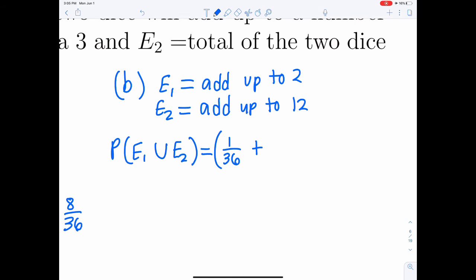And to get 12, there's only one way I can do that as well, if you think about it. I can have 6 and 6. So there is only one way to do that as well. So that gives me 2 over 36 as my answer. But if we remember, that's also the same thing as 1 over 18.